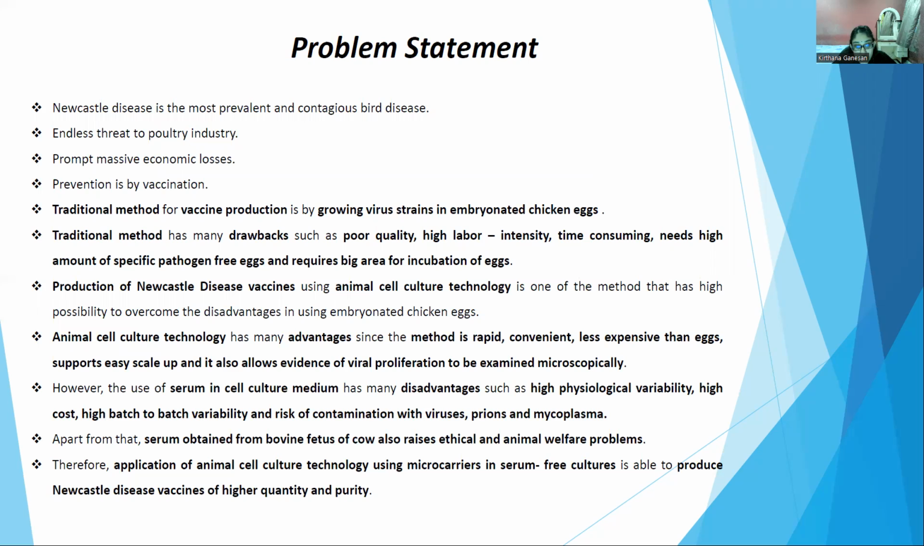Animal cell culture technology has many advantages since the method is rapid, convenient, less expensive than eggs, supports easy scale up, and it also allows evidence of viral proliferation to be examined microscopically. However, the use of serum in cell culture medium has many disadvantages such as high physiological variability, high cost, high batch-to-batch variability, and risk of contamination with virus, prions, and also mycoplasmas. Apart from that, serum obtained from bovine fetus of cow also raises ethical and animal welfare problems.